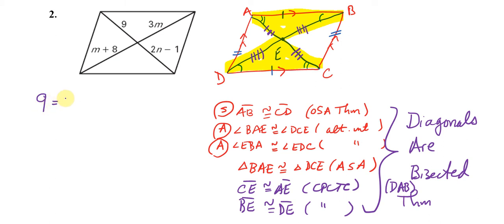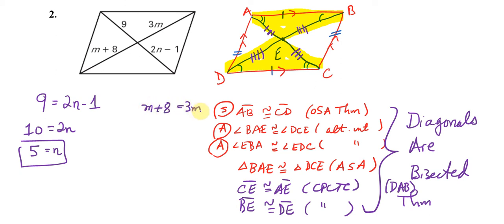We can say that 9 is equal to 2n minus 1. Add 1 to both sides and divide by 2. So 5 is equal to n. And we can say that m plus 8 is equal to 3m. Subtract m from both sides, and divide both sides by 2, and we get that 4 is equal to m. Okay, and there we go. Once we have this theorem in place, the DAB theorem, diagonals are bisected, then solving these types of equations is relatively simple.